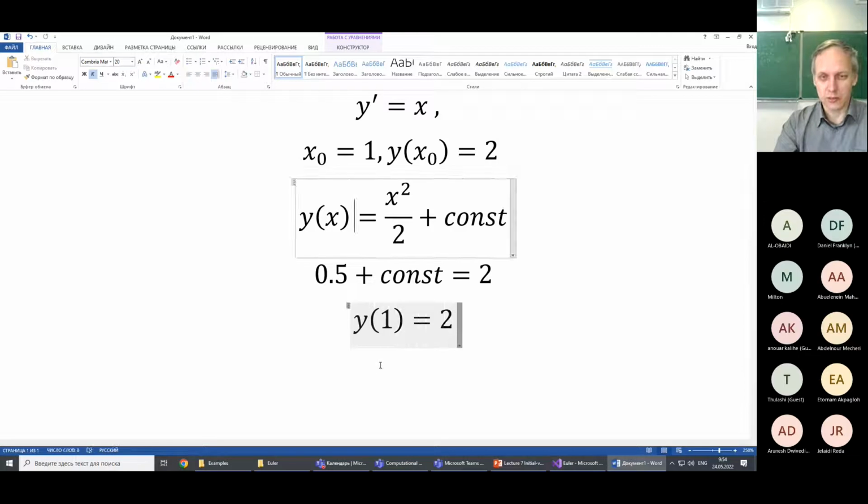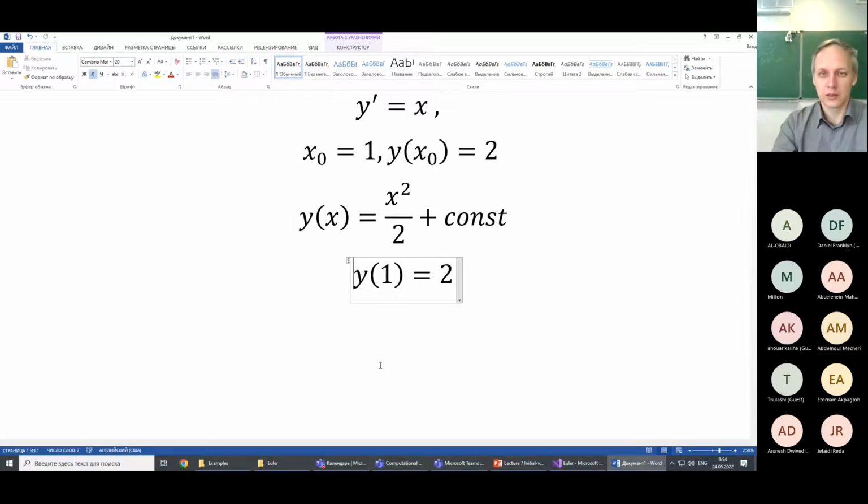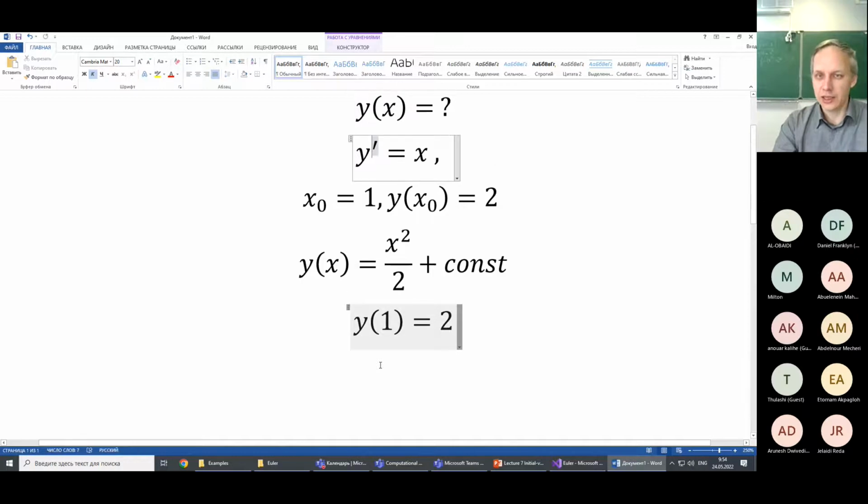Okay. We reviewed some simple cases. And now let's consider a little bit more complex case. This one. Y prime equals y. And let's consider the same first initial condition. What is the value of y?